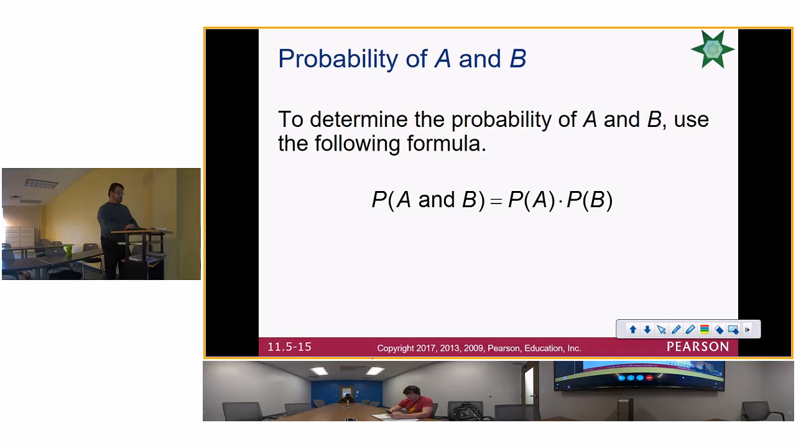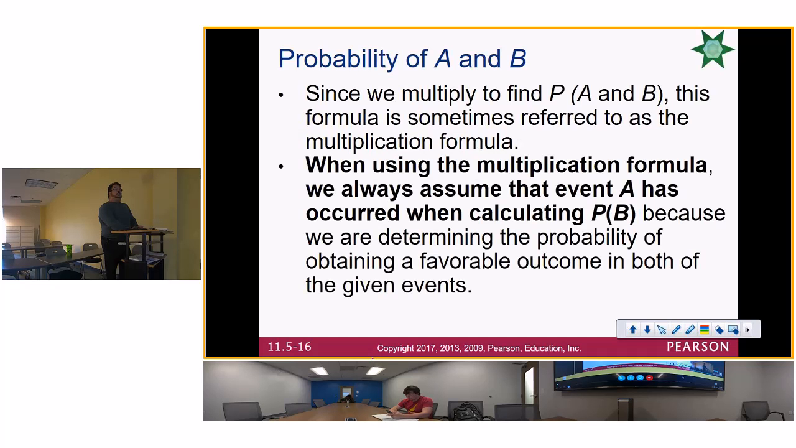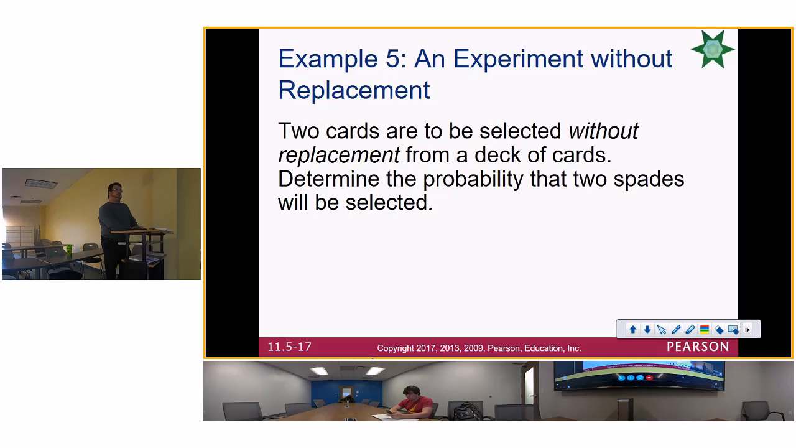There's the formula, but I already showed it to you. You multiply. This is the multiplicative property. Okay, this is what I've been telling you. 2 cards are to be selected without what? So that means you're putting it in your pocket. All right? Determine the probability that 2 spades will be selected.